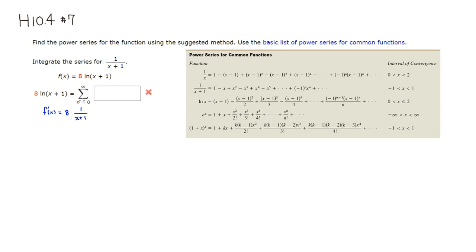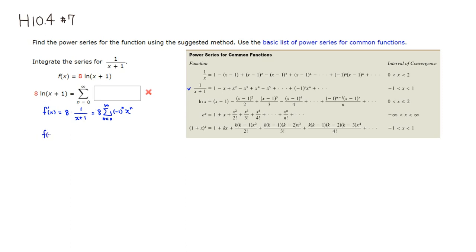We have a power series right here, so I'm going to use that. This is going to be 8 times the summation, n goes from 0 to infinity, of negative 1 to the n times x to the n. So if you want the power series for f, all you have to do is take the antiderivative of both sides.